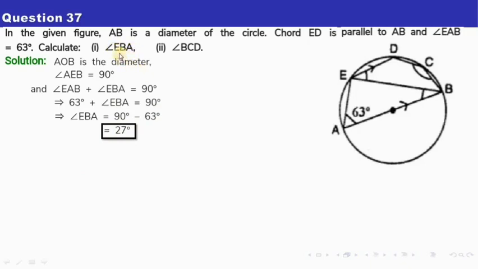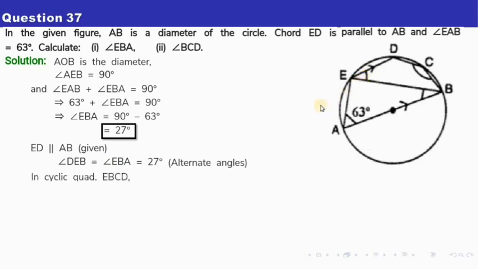Now our job is to find angle BCD. So let's see how to find angle BCD, that is this angle. It is already given that ED is parallel to AB. Now as I said earlier, there are alternate angles here. So the alternate angles DEB and EBA will both be equal, and we know that EBA is 27, so that's why this angle should also be 27 degrees.